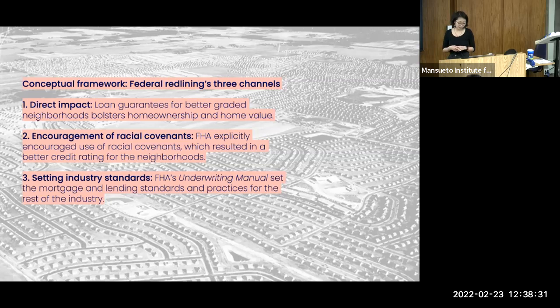Ben, do you mind just explaining a little bit the concept of the covenants and how they were developed and how they were implemented?